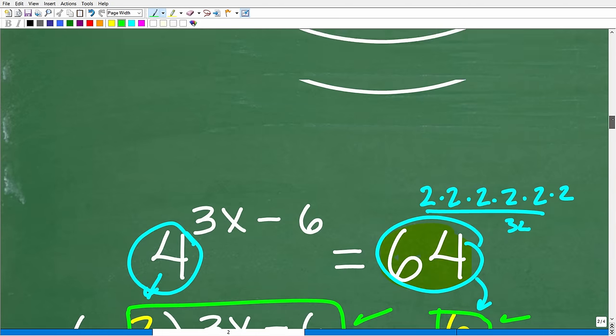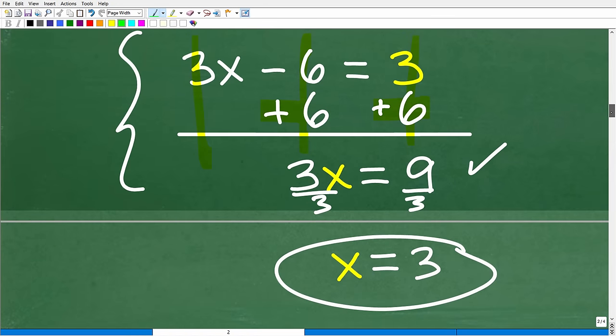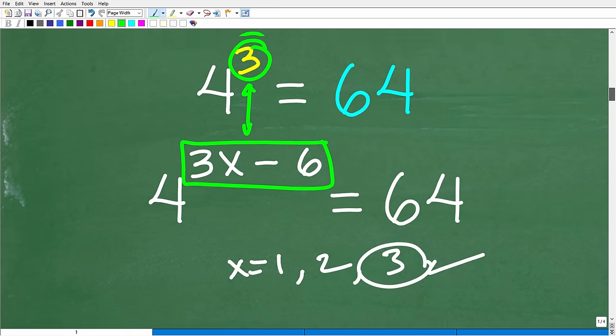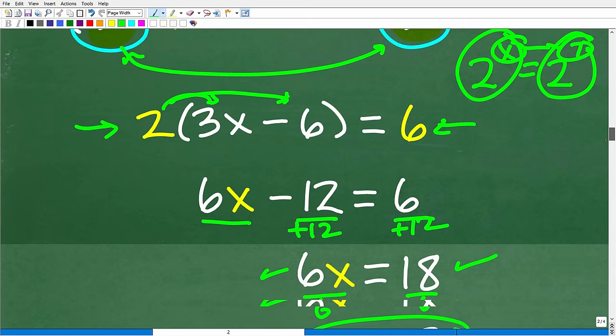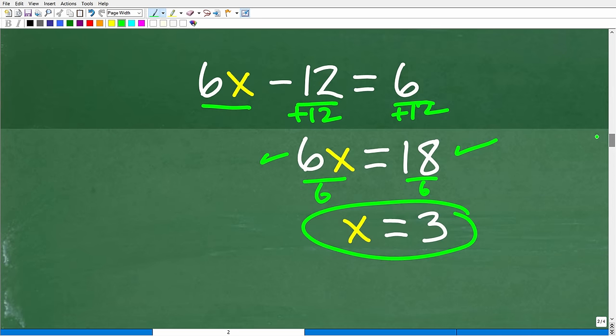Okay, so let's go back over here. And with our first approach, we still got the answer x is equal to 3. And our second approach, we got the answer x is equal to 3. All right, so those are two techniques you can use to solve this exponential equation. Now I'm going to show you one that's a little bit more fancy.